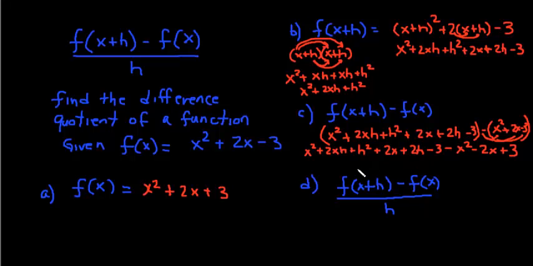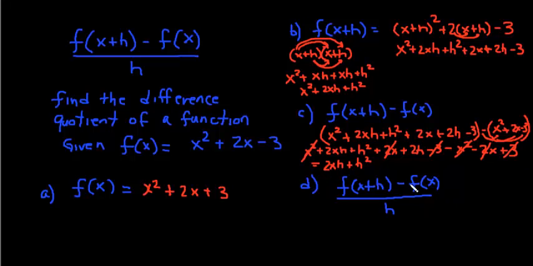So now what do we do next for this problem? We're going to group our like terms. So x squared minus x squared is going to equal 0, right? And then we have 2x minus 2x, that's also going to equal 0. And then we have negative 3 plus 3 is equal to 0. So all we have left for this difference, f of x plus h minus f of x, is going to be 2xh plus h squared. And that is our solution for that part there.